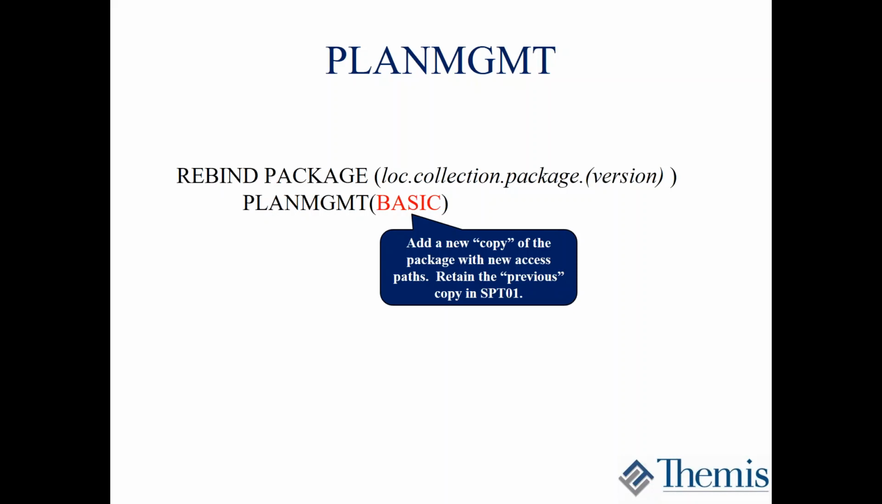If I do the rebind 3 times in a row, well, then it's very likely my current and my previous look exactly the same. Right, so we're just not going to overlay the old package with the new copy. So now whatever version of this package it was, I now have 2 copies. Again, a package can have multiple versions. Each version can have multiple copies. And you can see in the rebind command, we're specifying a version there. We tell it what version we are rebinding. If I say plan management basic, then we're going to keep 2 copies, the old and the new.